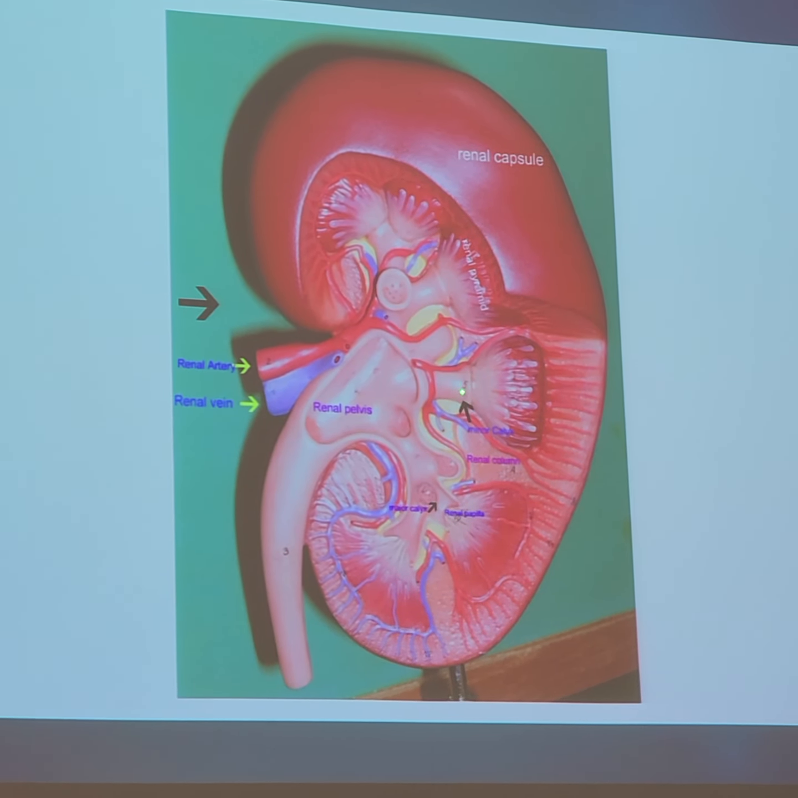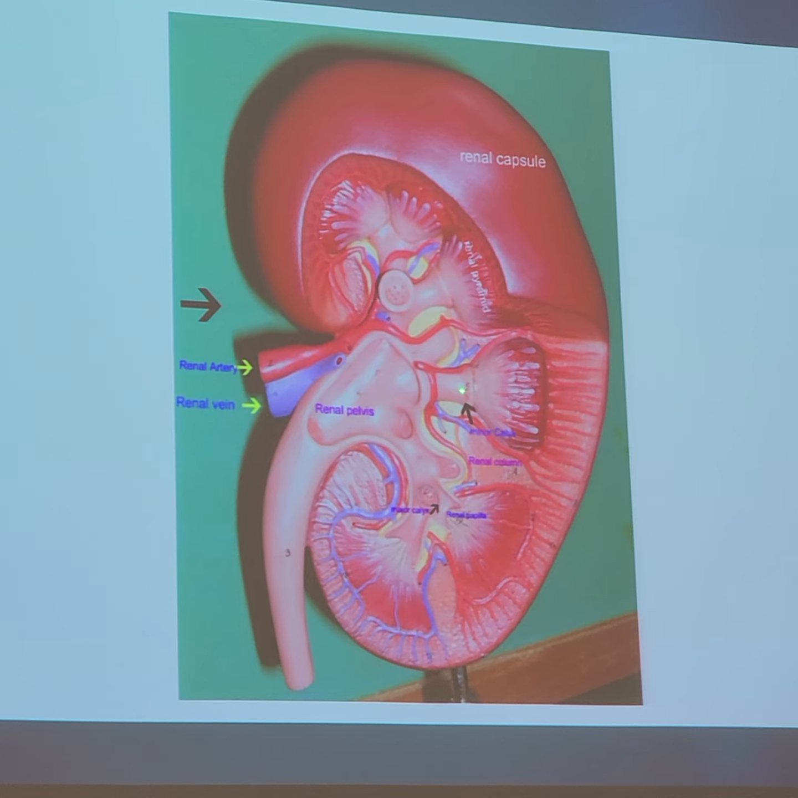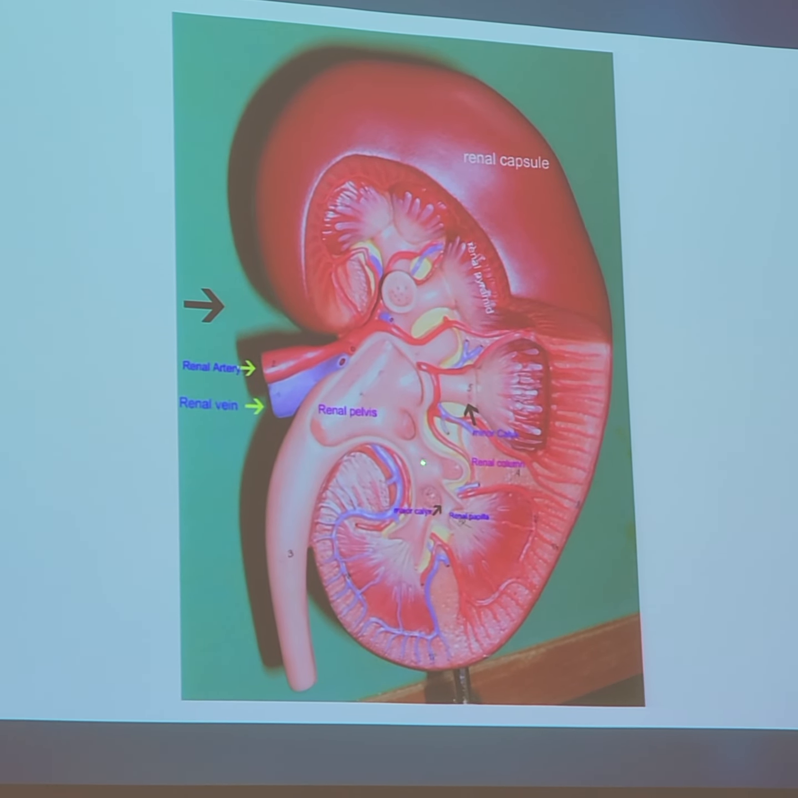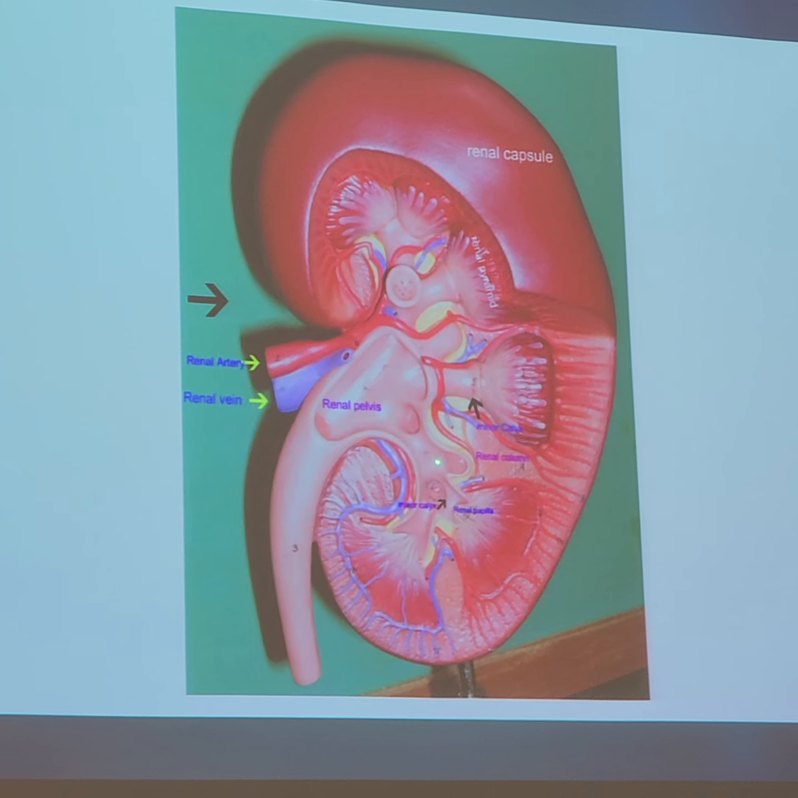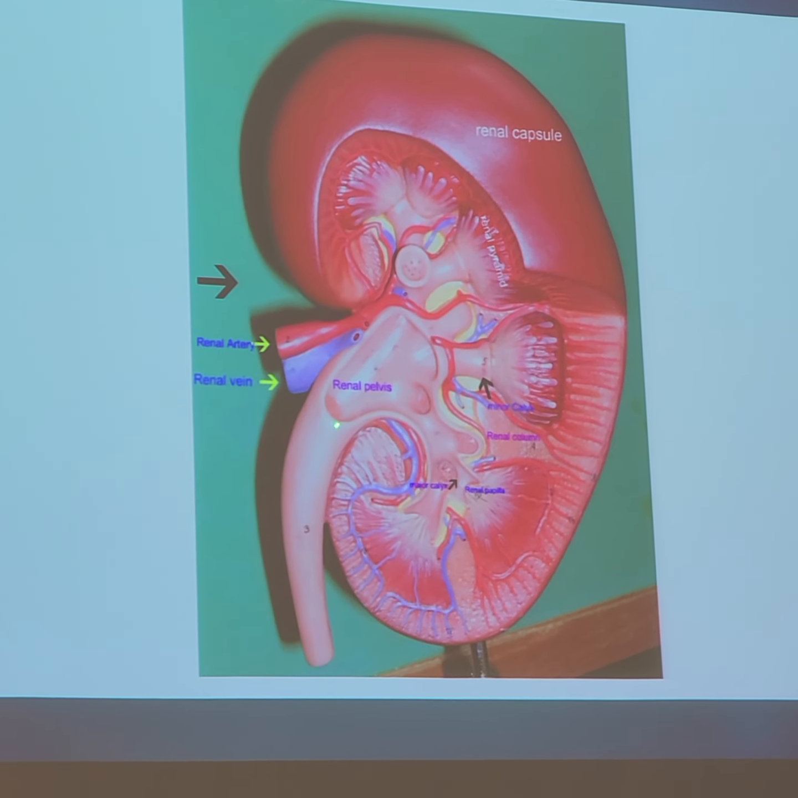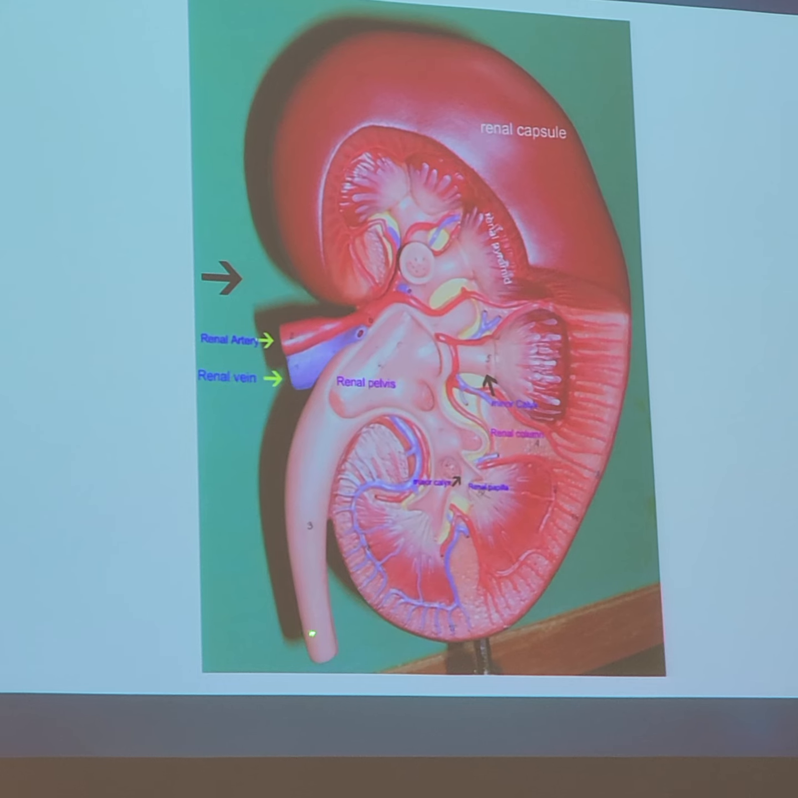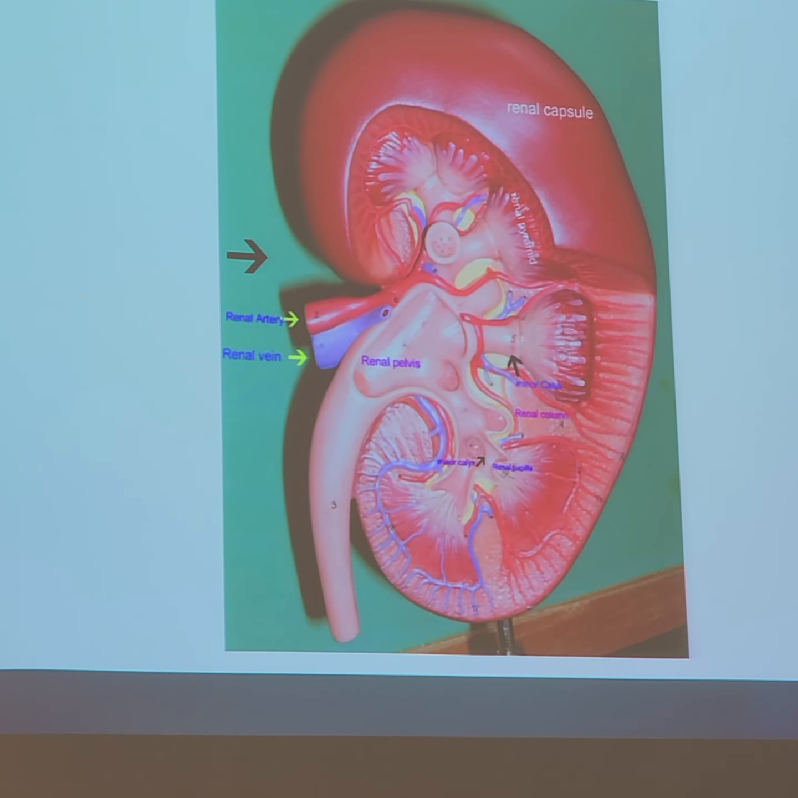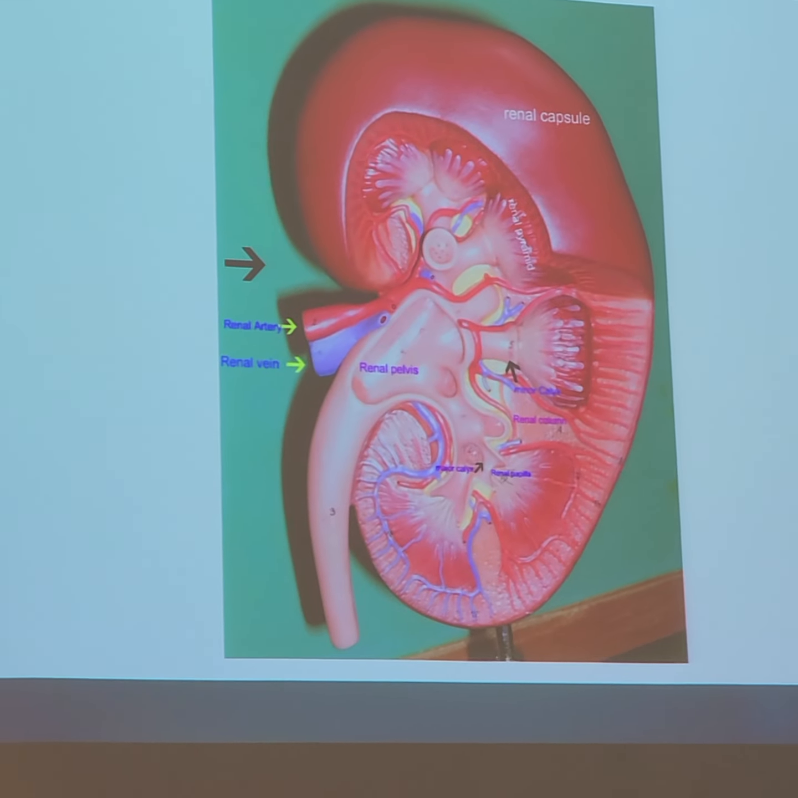Anyway, you see only one of these: minor calyx. Anyway, you see two or more, like there or here: major calyx. And where they all come together in this funnel, renal pelvis. Here, renal pelvis. And this down here is the ureter. So the ureter is the tube that goes from the kidneys down to the urinary bladder.